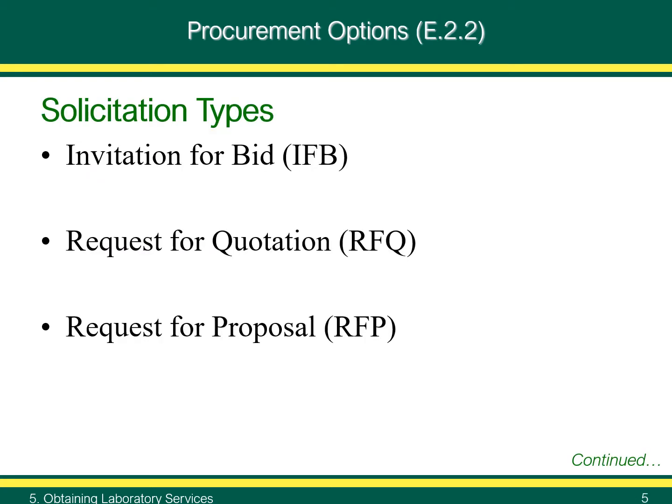Slide 5, Procurement Options, MARLAP Appendix E2.2. When procuring analytical services, there are several solicitation types that may be used. The first is an invitation for bid, or IFB. IFBs are usually used for off-the-shelf services or products where there is no need for customized or tailored specifications or approach. This is not very common for laboratory services.